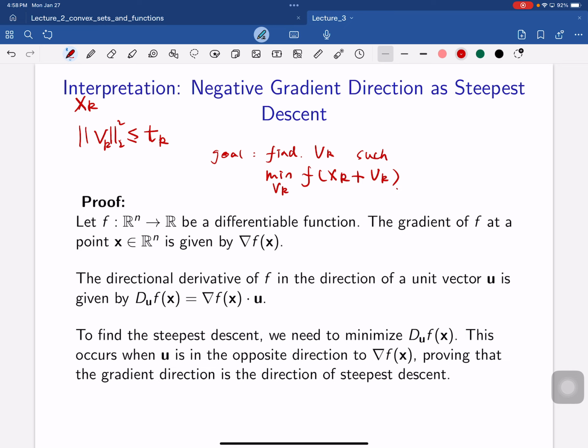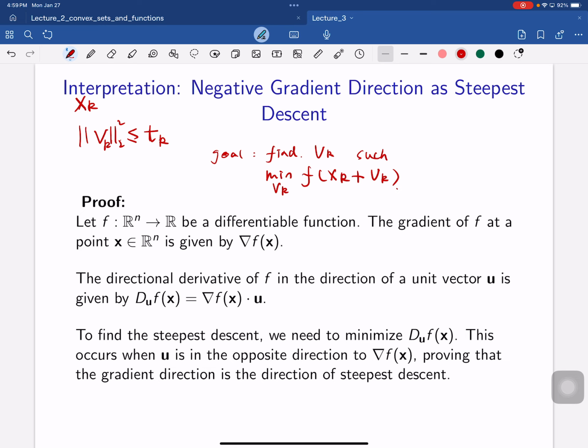Not necessarily. So why is that? Well, because the gradient is like a first order approximation. We have second, third, and so on. There's some curvature. It could be a different point which minimizes.